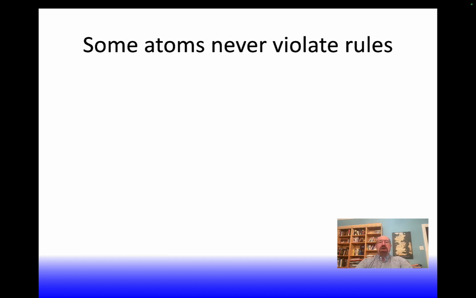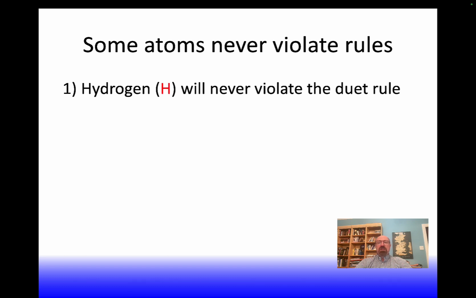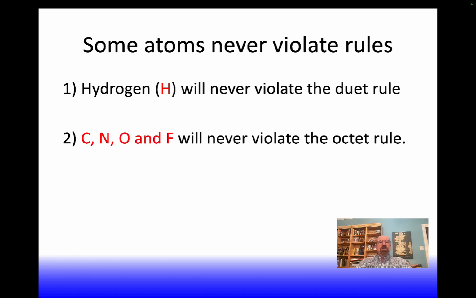Now, some atoms will never violate the rules. Hydrogen will never violate the duet rule. You draw a line to hydrogen, it's done, okay? It's full, it can't form any more bonds, can't have any lone pairs. Carbon, nitrogen, oxygen, and fluorine also will never violate the octet rule. Sometimes we just refer to it as CNOF. They're all 4 in a row, okay? They're never going to violate the octet rule.